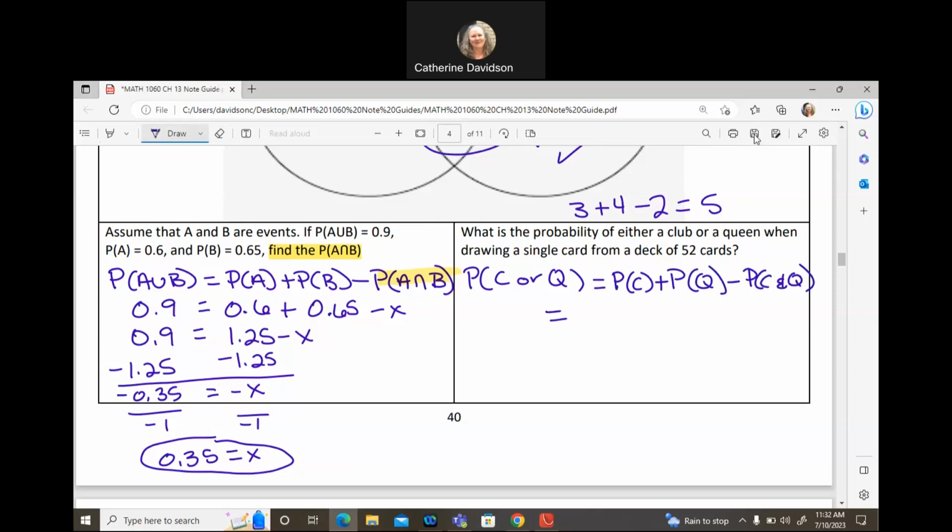So the probability is a club. How many clubs are there? That's a whole suit. That's 13 out of 52. The probability is the queen. How many queens are in a deck of cards? Remember, you can pull up that image if you need to. Okay. So that's going to be 4 out of 52.